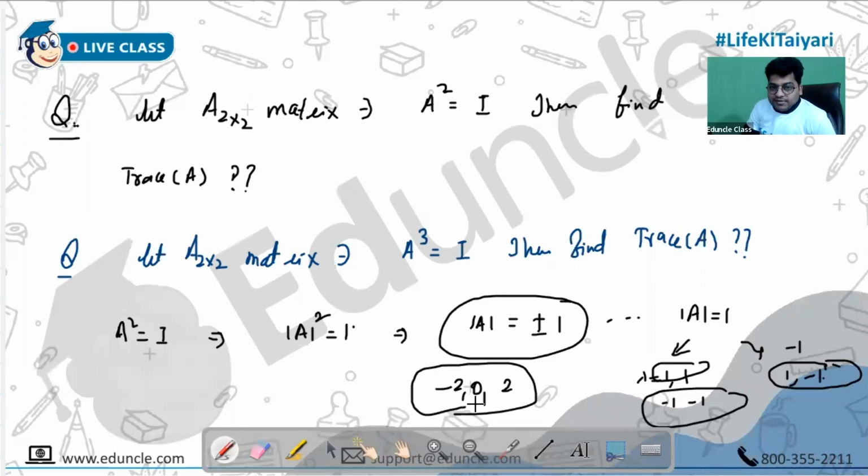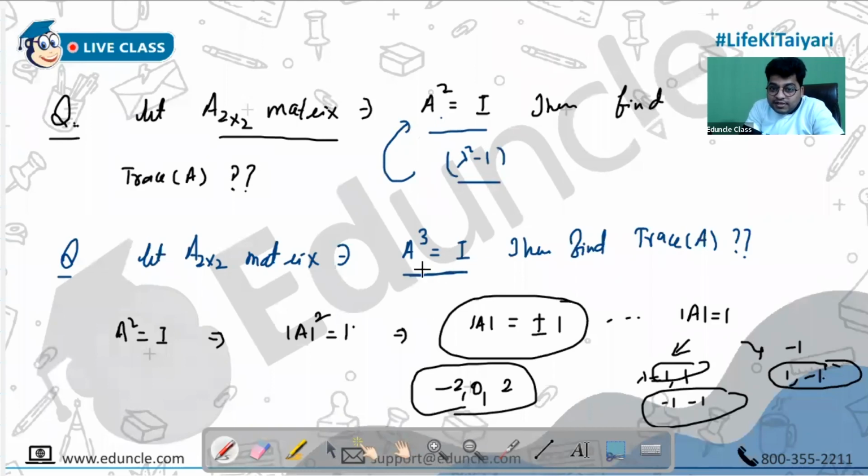Actually the problem is that a 2 by 2 matrix is given, and A square is I. I have discussed with you that every square matrix satisfies its own characteristic equation, not anyone else's. If it is given in 2 by 2, then the highest degree characteristic equation is of degree 2, and that is lambda square minus 1. This is a polynomial which satisfies this. So this is the characteristic polynomial only.